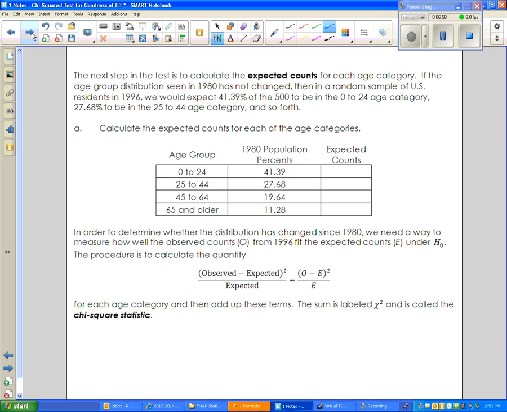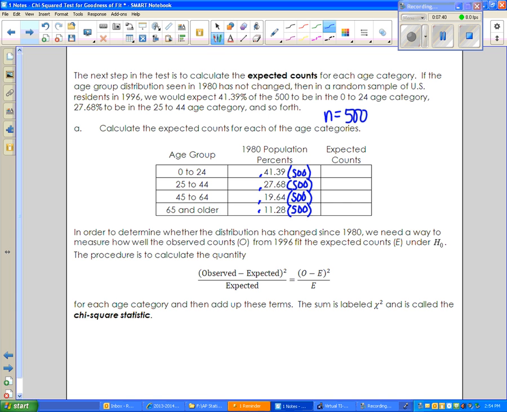So our next step then, if we know the population percentages from 1980, is that if we're taking a random sample of 500 individuals, so if n is 500, I want to figure out, based on the 1980 percentages, how many individuals I should expect to be from 0 to 24 in my sample. How many individuals should I expect to be between the ages of 25 and 44 in my sample of 500? The way we calculate our expected counts is simply to take our percentages, move the decimal points over, and multiply them by my sample size. And that's going to give me the expected counts.